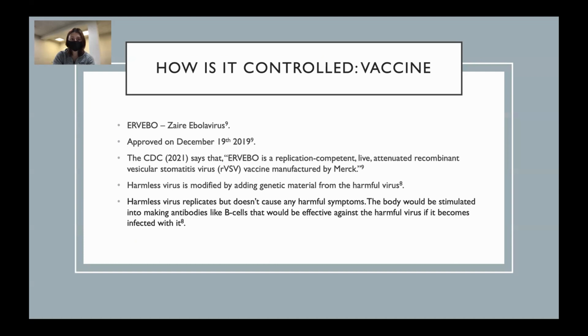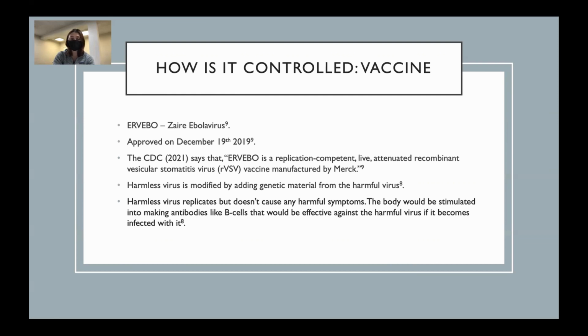Now, how can Ebola be controlled? Through the use of vaccine. The ERVEBO is a vaccine used for the Zaire Ebola virus. It was approved on December 19th of 2019. And the CDC says that the ERVEBO vaccine is a replication-competent live attenuated recombinant vesicular stomatitis virus, or rVSV vaccine, manufactured by Merck. I will first talk about the recombinant aspect of this vaccine.